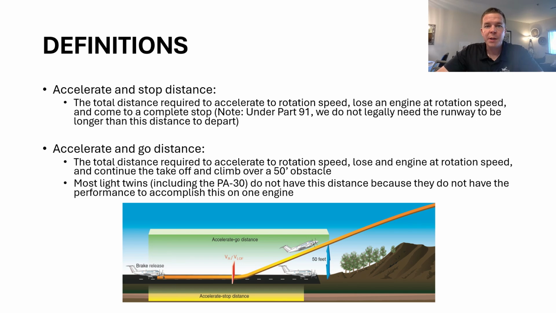Accelerate and go distance is the distance required to be stopped on the runway, accelerate to rotation speed, lose an engine at rotation speed, continue the takeoff, and climb over a 50-foot obstacle. Most light twins, including the twin Comanche, do not have this distance because they do not have the performance to continue a takeoff on one engine.